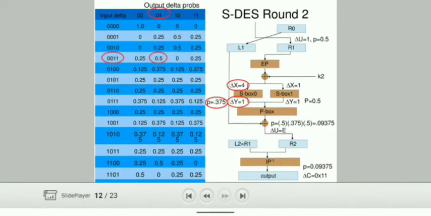SDES round 2. In a similar format, round 2 also goes through, and at the end we get L2 is equal to R1 and R2. It is given to IP inverse, and finally the output is drawn out.